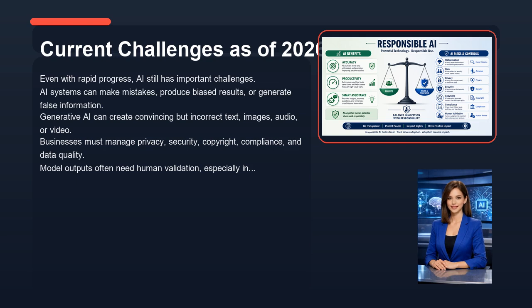Businesses must manage privacy, security, copyright, compliance, and data quality. Model outputs often need human validation, especially in high-risk areas. The future of AI depends not only on better models, but also on better governance, evaluation, transparency, and responsible use.